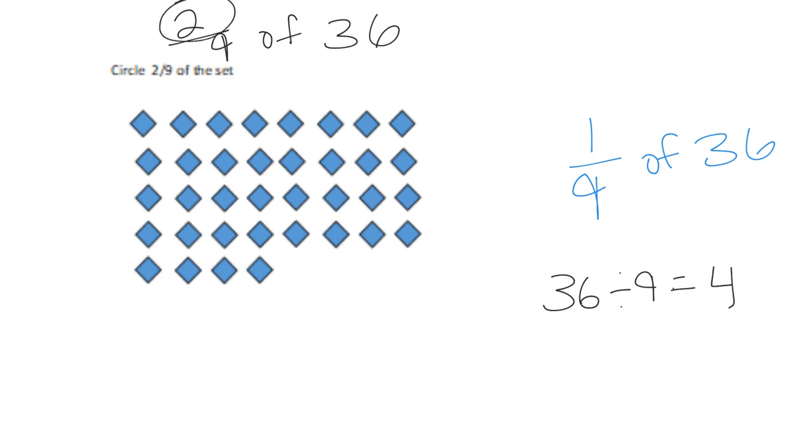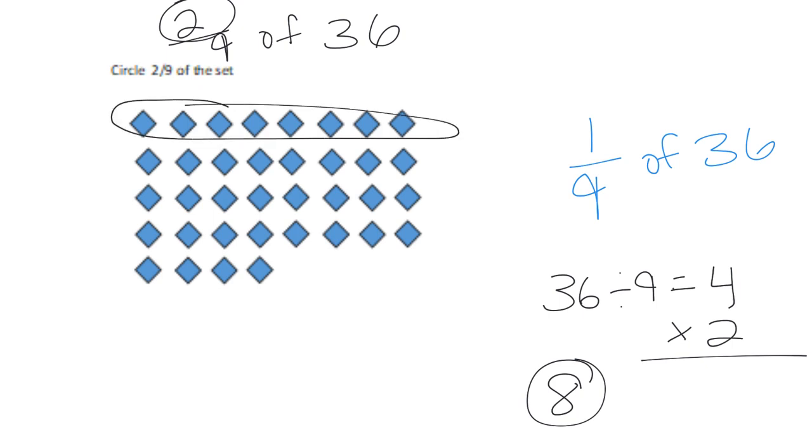And then look at our original numerator, 2. We have 2 of those pieces, those 1/9 pieces, 2/9. So I'm going to multiply 4 times 2, and our answer is 8. So really, what we're going to do is circle one whole row. And it wouldn't matter which way you circle this. You could pick 8 random dots to circle as long as you have 8. So 2/9 of 36 is equal to 8. And we know that because 1/9 of 36 is equal to 4, and we have 2/9.